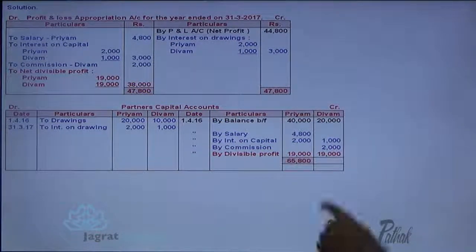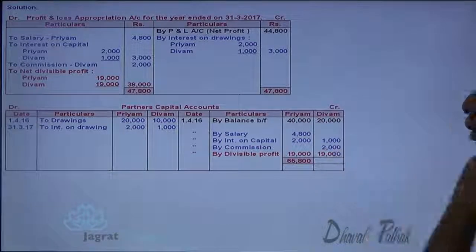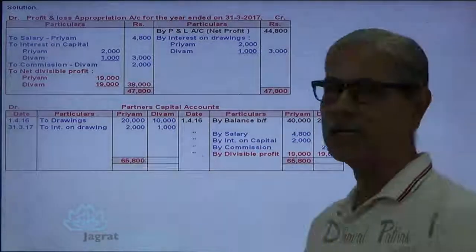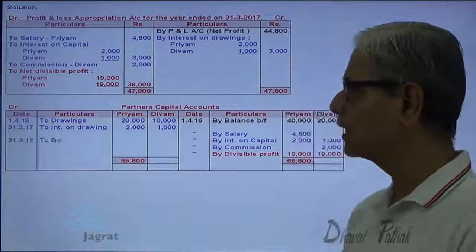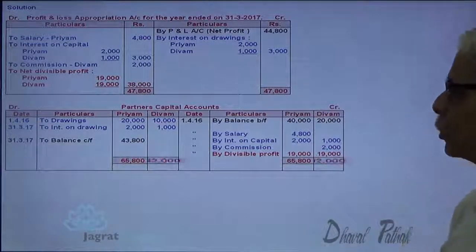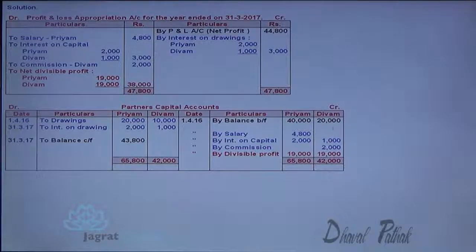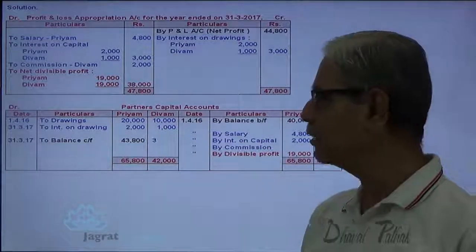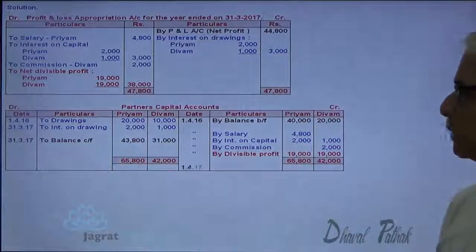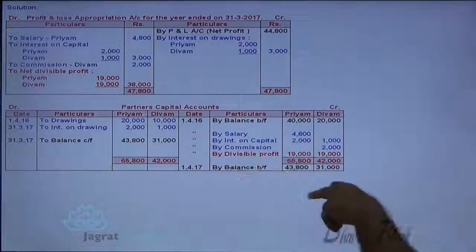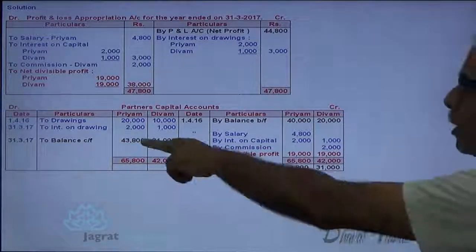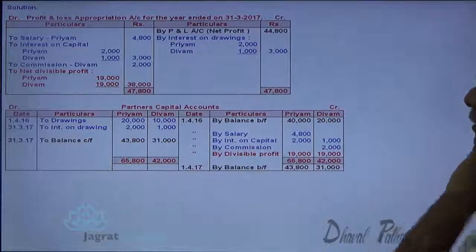So total of credit side 40,000 plus 4,800 plus 2,000 plus 19,000, 65,800. From that you are required to deduct 22,000. This is the closing capital balance that becomes opening capital balance in the next year. Divam's capital account credit total 42,000 minus 11,000, 31,000. This becomes opening balance in the next year on 1st of April 2017. Balance brought forward 43,800 and 31,000.